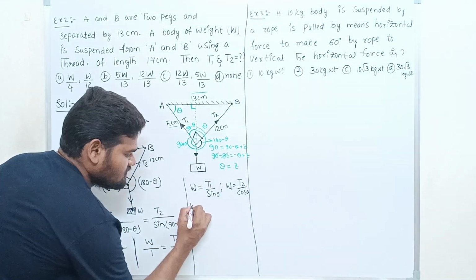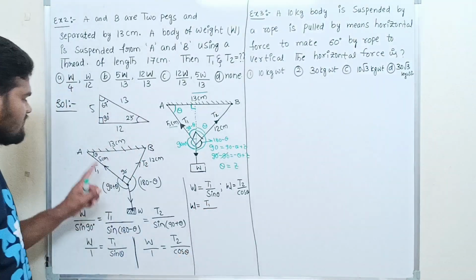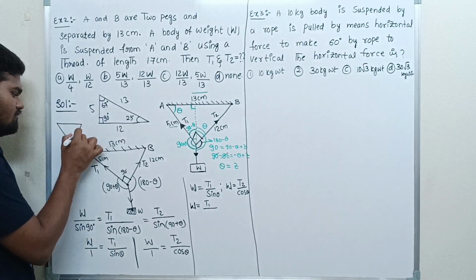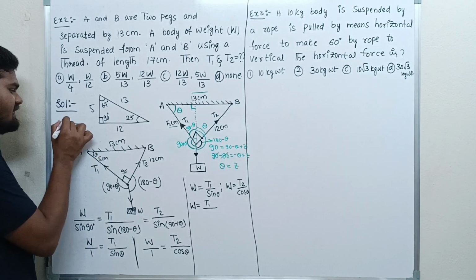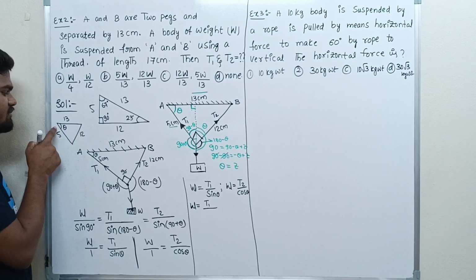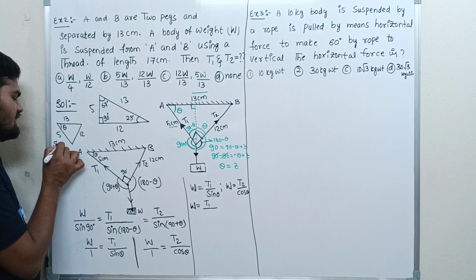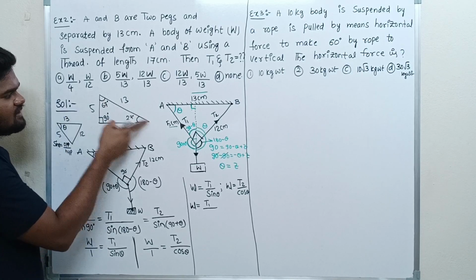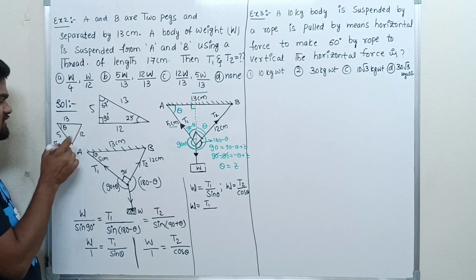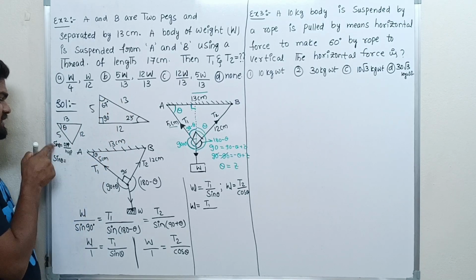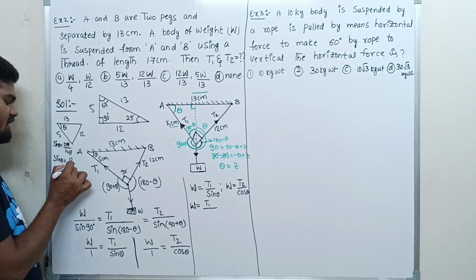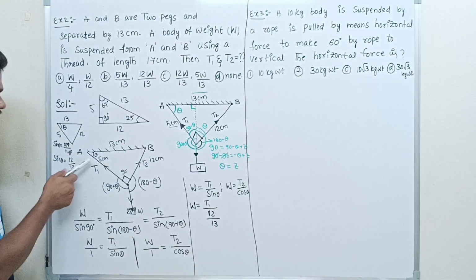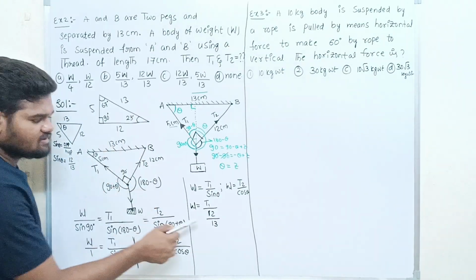So W equals T1 divided by sine theta. Have a look from this triangle. Here I am drawing: this is an angle theta, this is 13, this is 5, and this is 12. From this triangle, sine theta equals opposite side by hypotenuse. What is the hypotenuse? 13. What is the opposite side? 12. So sine theta equals 12 divided by 13. Are you getting?